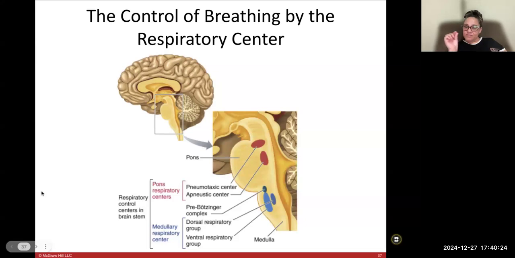So we have these tiny little nerve centers in our brain, throughout the pons and the medulla, that control our breathing. The pons respiratory centers are the pneumotaxic center and the apneustic center, and the medullary respiratory center has the other three spots, the dorsal and ventral respiratory groups.